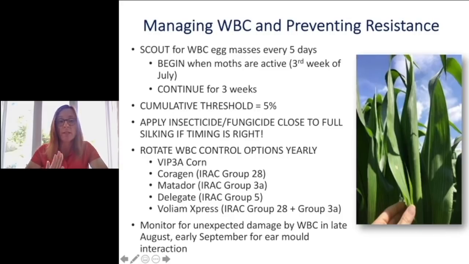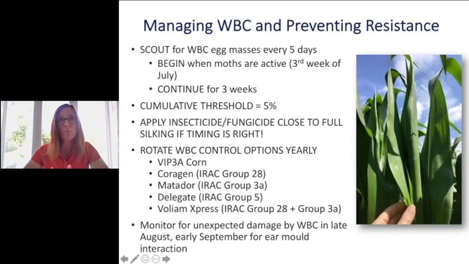And please rotate your chemistries. I'm concerned that overuse of one particular chemistry is really going to have an impact on our ability to use that chemistry going forward. These caterpillars love to develop resistance, get used to something, and we don't have a lot of products coming down the pipeline yet. So please keep that in mind.